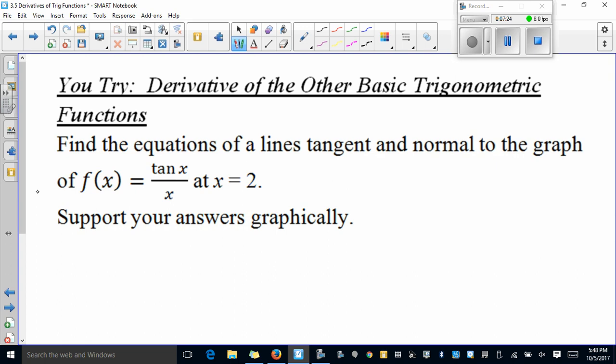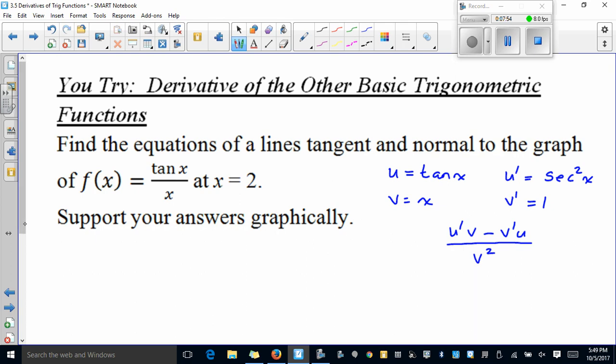So on this one here, I have tangent of x over x. So this is going to be a quotient rule. U is going to be tangent of x. U prime equals secant squared. V equals x. V prime equals 1. And this is u prime v minus v prime u all over v squared.